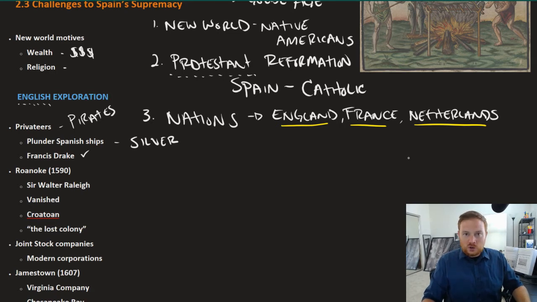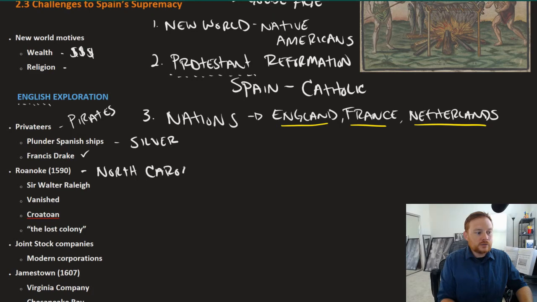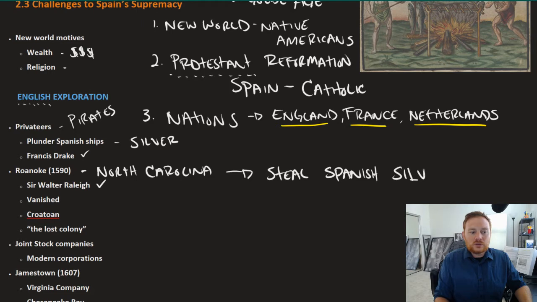However, the earliest colony for England was the colony of Roanoke, which is modern day North Carolina. And Roanoke was established in part with the help of Sir Walter Raleigh, who was one of these early English sponsors. I believe, in fact, the Queen had sponsored Sir Walter Raleigh to establish a colony in North Carolina, and its purpose was to steal Spanish silver. So one of the very first efforts by England to go to the New World was to try and steal some of the source of wealth.